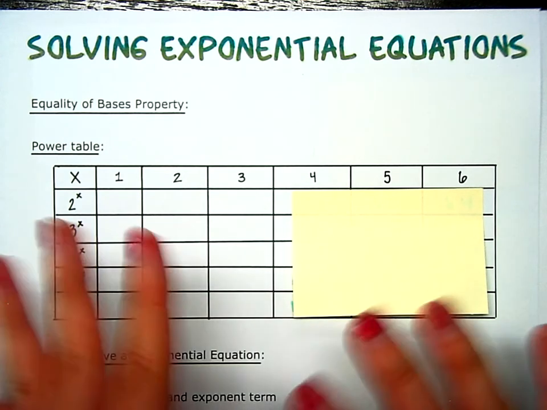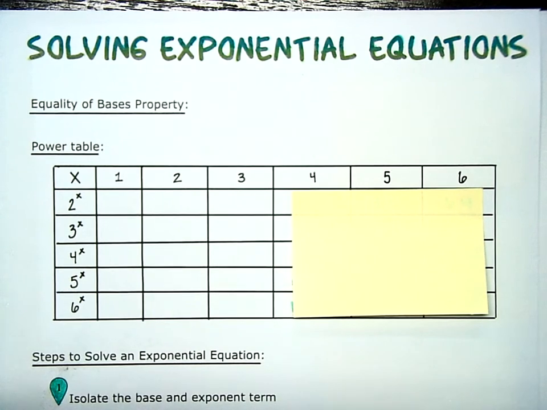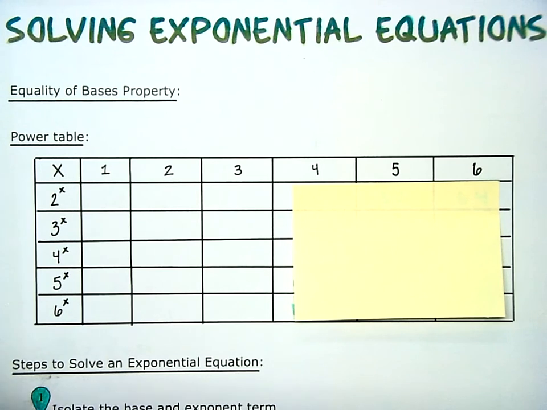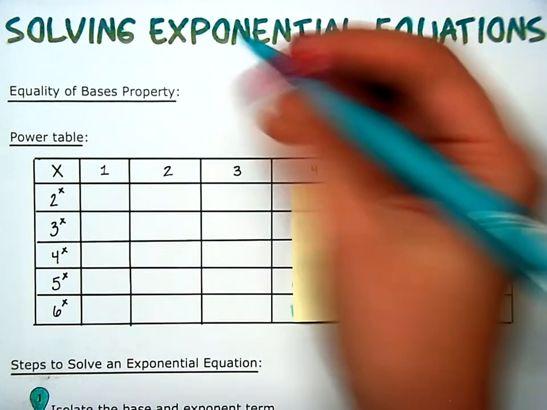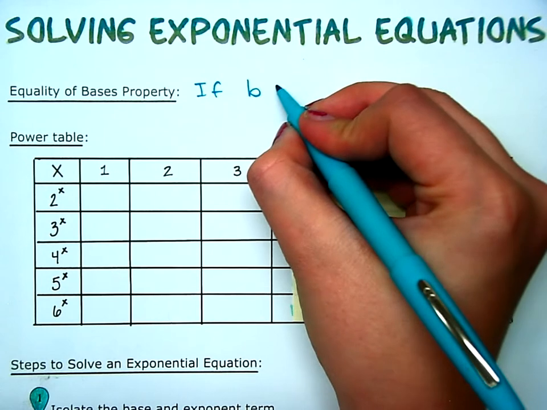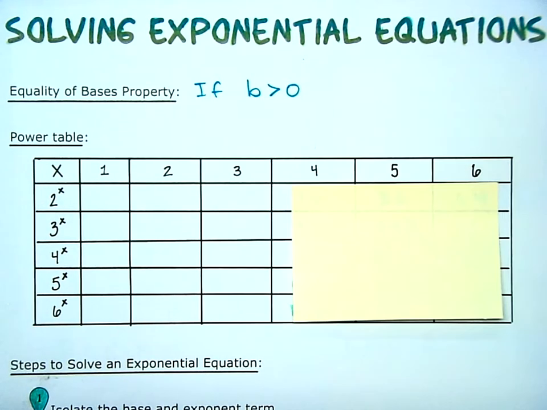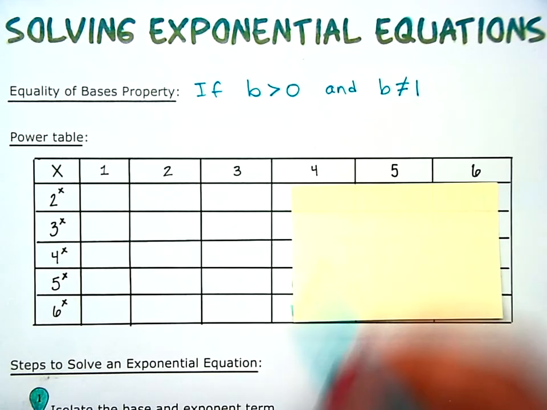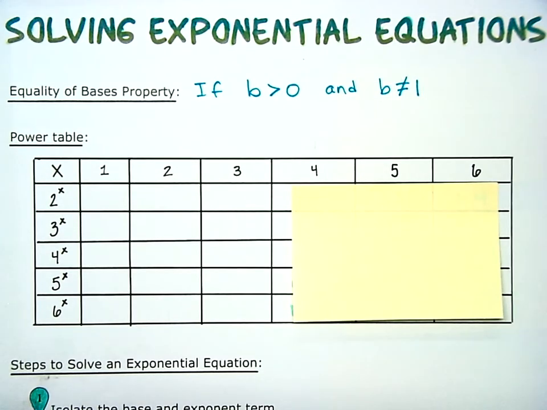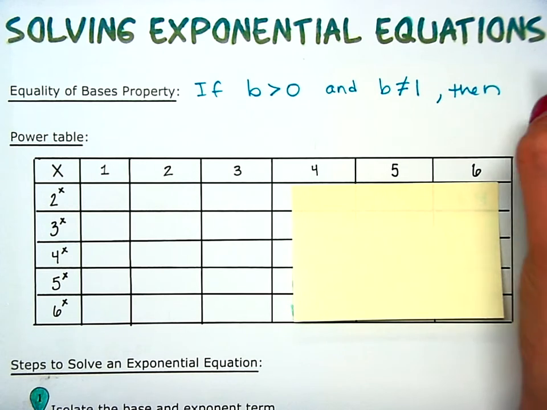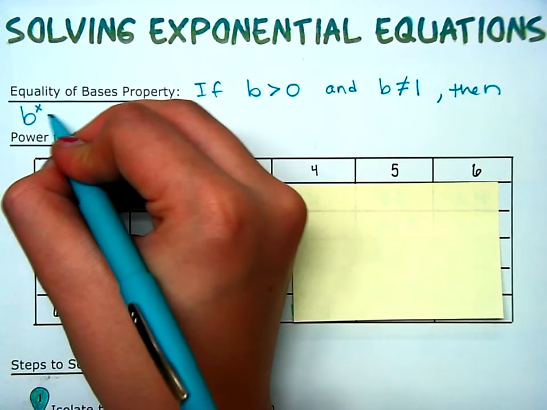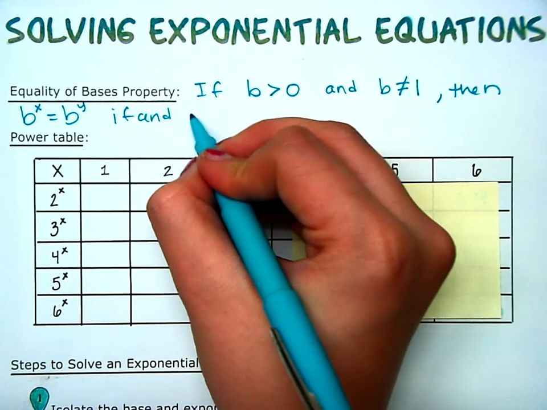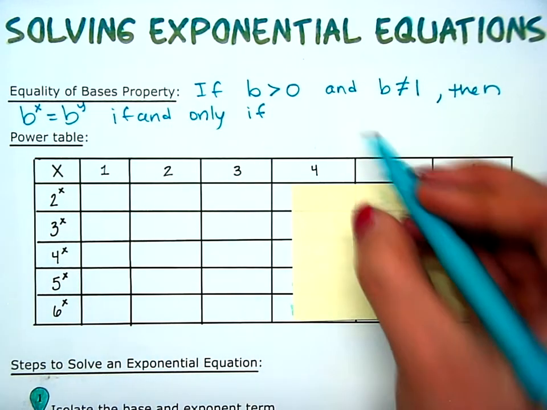Now, it's going to be kind of a lot of words and definition, but when we get to a real example, it might become a little clearer. So our equality of bases property says that if b is greater than 0, b is the base. That's the number that's raised to an exponent. And b does not equal 1. So essentially, it's some positive number that's not 1. Then we know b to the x equals b to the y. We know that's true if and only if x equals y.